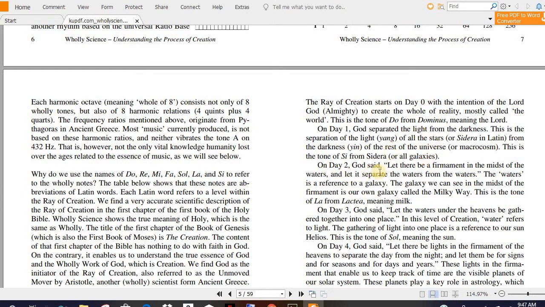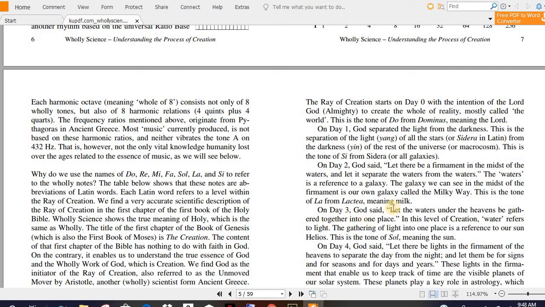See? On day 2, God said, let there be a firmament in the midst of the waters, and let it separate the waters from the waters. The waters is a reference to the galaxy. The galaxy we may see in the midst of the firmament is our own galaxy called the Milky Way. This is the tone of La from Lactea or Lacta, milk.